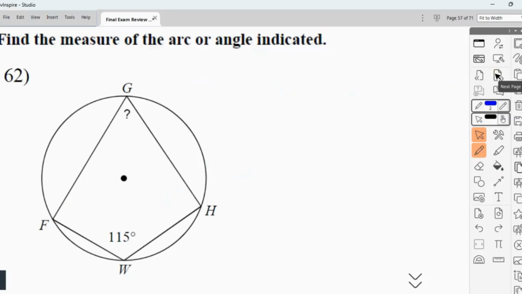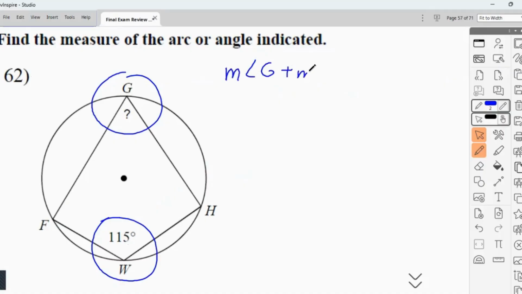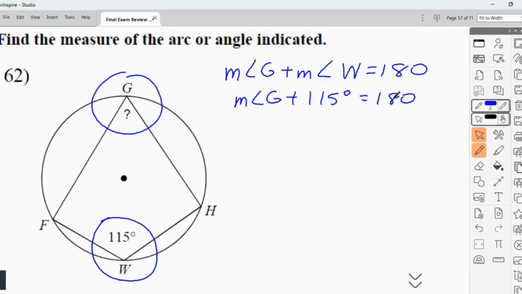So in this case, right here, we got this one and this one. We know these two particular angles add together to give us 180. So the measure of angle G plus the measure of angle W is equal to 180. Do a little substitution here. I really didn't have to put the degrees right there.